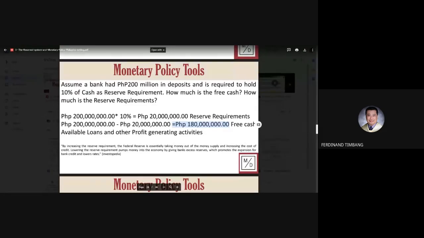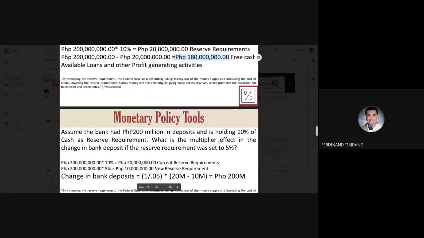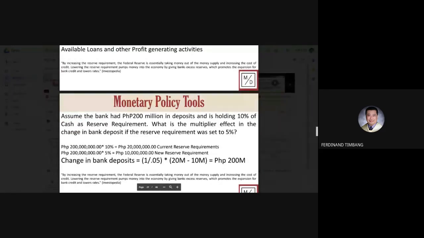Okay? So, tignan natin ang effect pagka binago yung reserve requirement. So, ito yung effect, no? So, assume that the bank had 200 million in deposits and is holding 10% of cash as reserve requirement. So, what is the multiplier effect in a change in bank deposit if the reserve requirement was set to 5%? So, sabi natin, pagka reserve requirement binabaan, no? Anong mangyayari? Dadami yung money supply. Tama ba? O, tingnan natin kung tama yun.